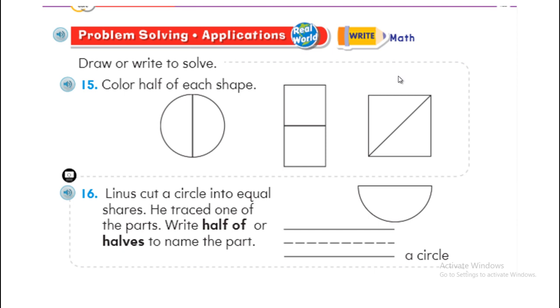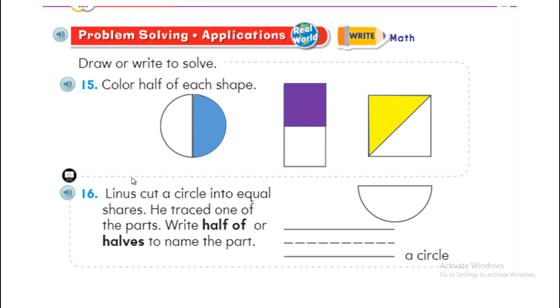In number 15, color half of each shape. Only one half. So color half the circle, half the rectangle, and half the square. Coloring half a circle here means you colored only one part and you left the other part uncolored. And here, coloring half a rectangle, you colored the small square and the other equal square is uncolored. And half the square here is a triangle. Color only one triangle.